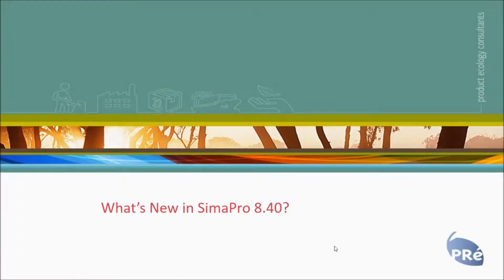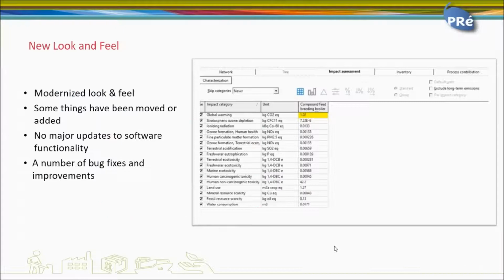So you're probably wondering, what's new in our last release of SimaPro, which is SimaPro 8.4. For what's new, the most obvious update is the update to the look and feel, which I think you'll get a better sense of in the live demo if you haven't already seen it. We feel it's been a bit more modernized, and things have been moved and added and changed around. It's nothing major, nothing that I don't think anybody would be confused about.